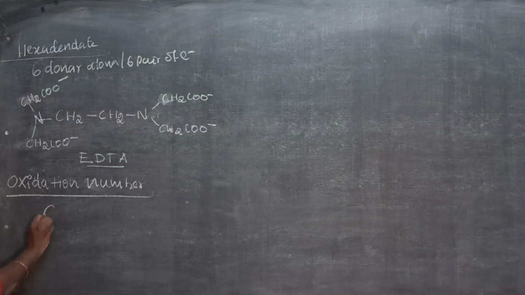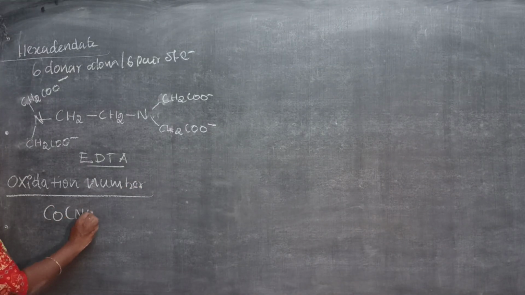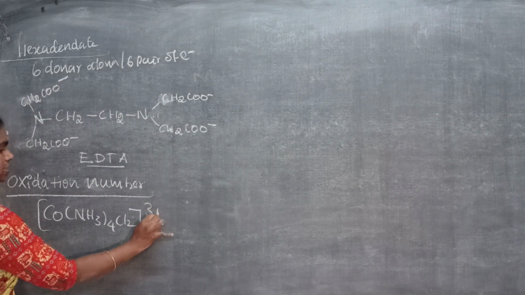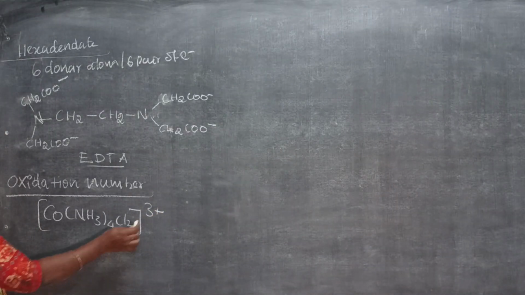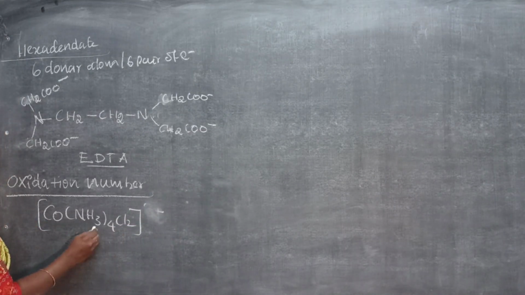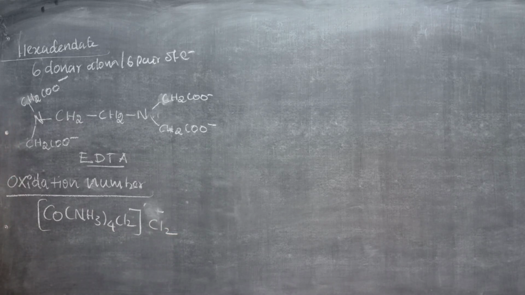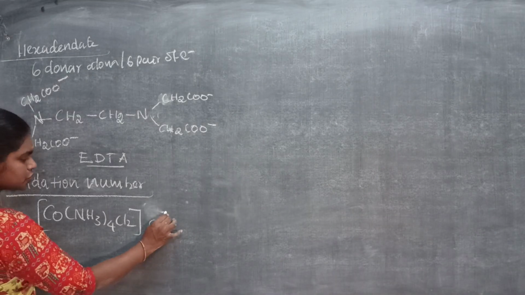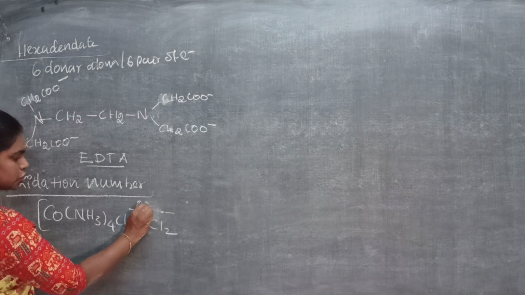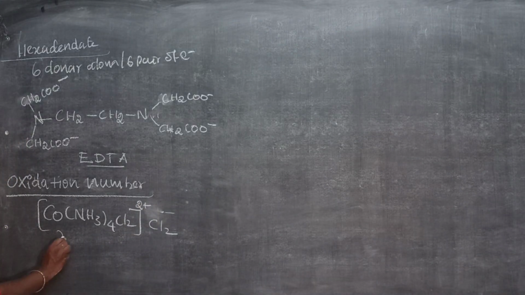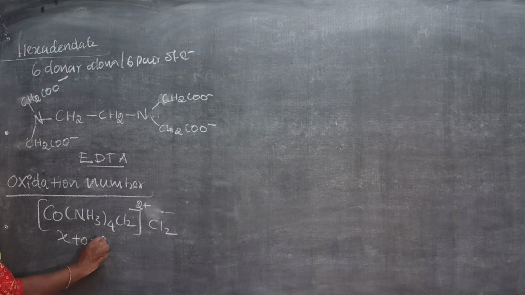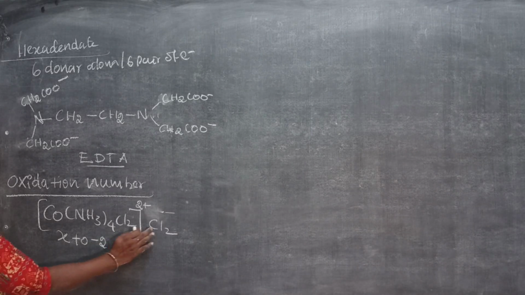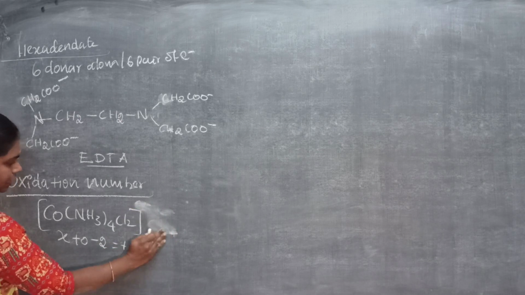If a complex is given, for example tetraammine complex with Cl2 and NH3, find out the oxidation number of the complex. Here there are 2 Cl minus, and the charge outside is 2 plus. So the complex would be X plus 0 minus 2 equal to plus 2. That is not possible. In this case it is not possible.